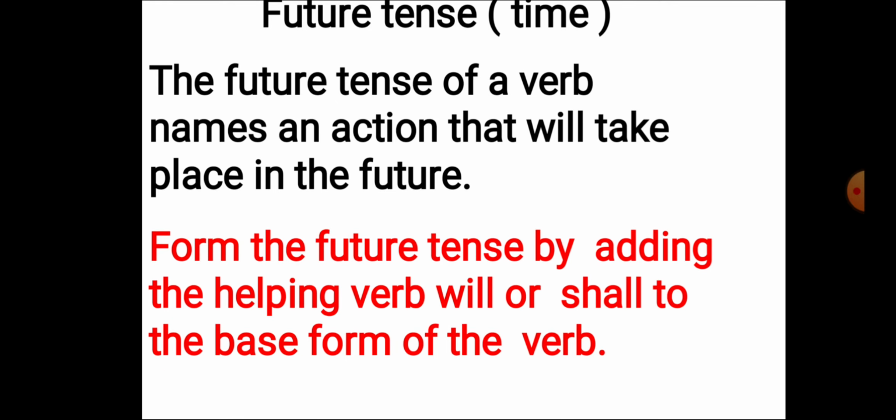Form the future tense by adding the helping verb will or shall to the base form of the verb. So students, whenever you need to change the sentence into future tense, then you have to simply use will or shall before the base form of the verb.